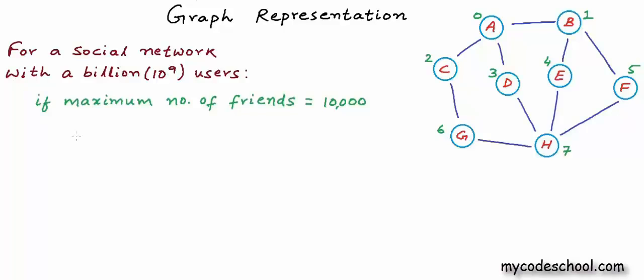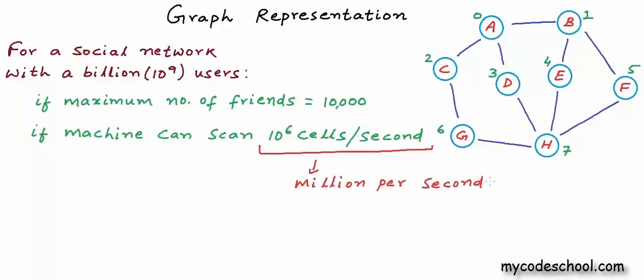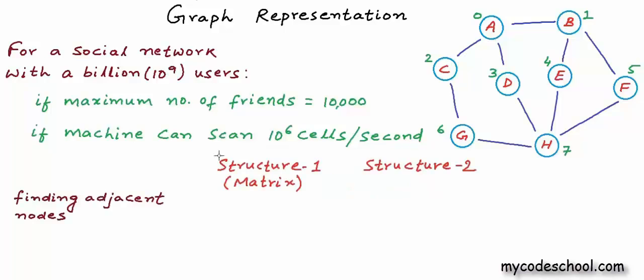And let's also assume the computational power of our machine. Let's say our machine or system can scan or read 10 to the power 6 cells in a second. And this is a reasonable assumption because machines often execute a couple of million instructions per second. Now, what would be the actual cost of finding all nodes adjacent to a given node in an adjacency matrix?